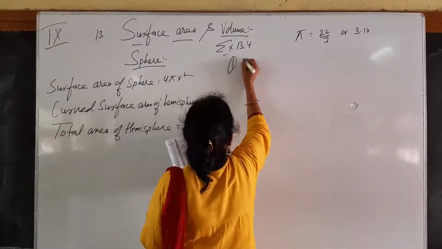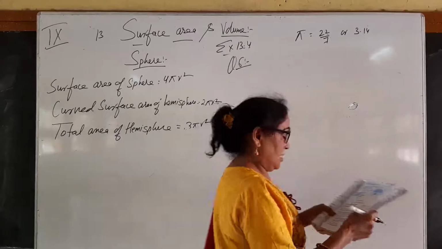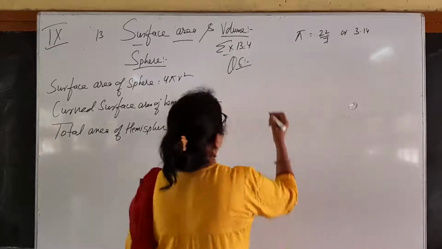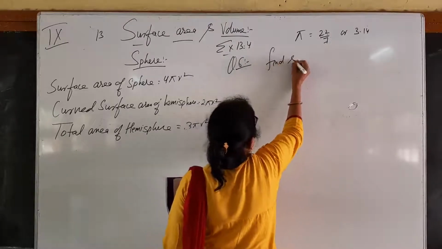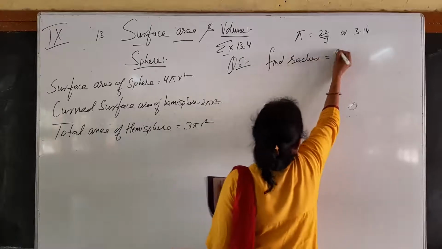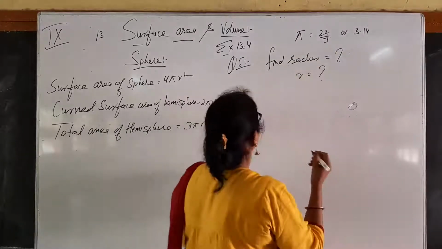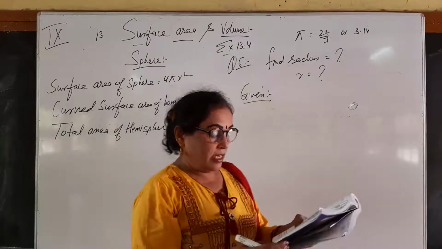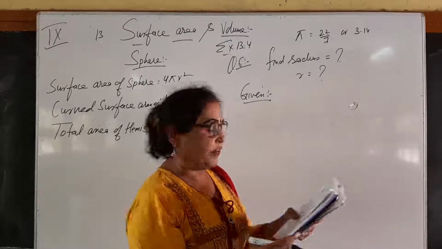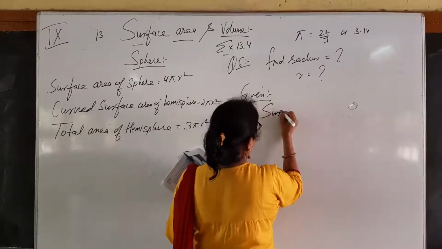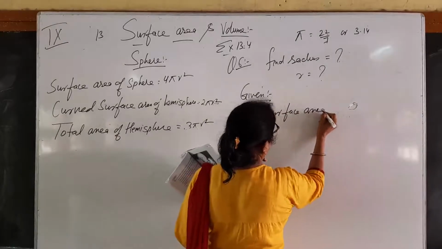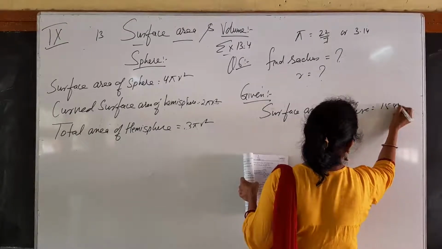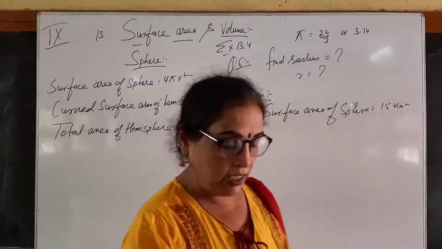Question number 6. Find the radius of the sphere whose surface area is given. We have to find radius, means we have to find r. What is given? Surface area of sphere is given, 154 centimeters square. We have to find the radius.